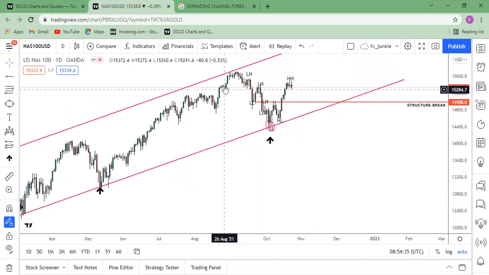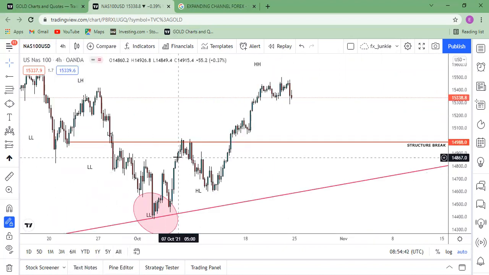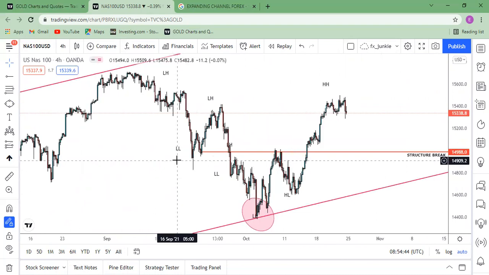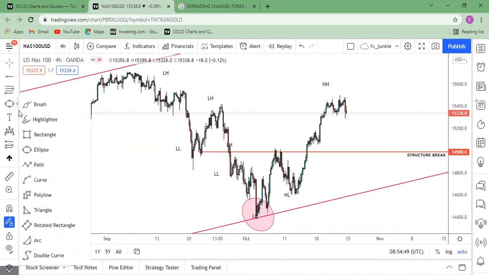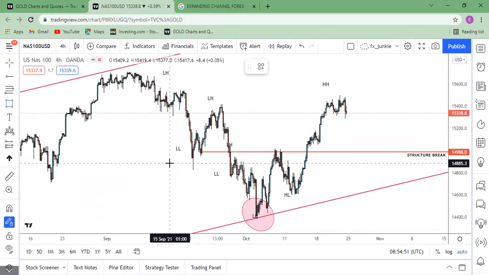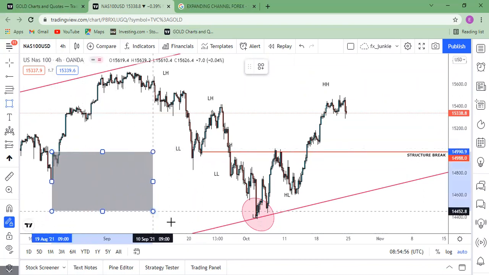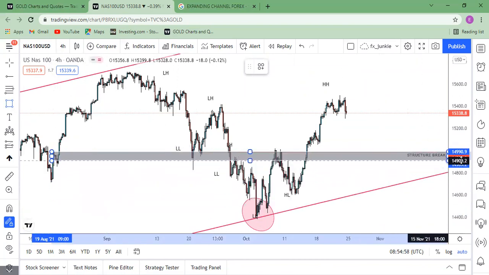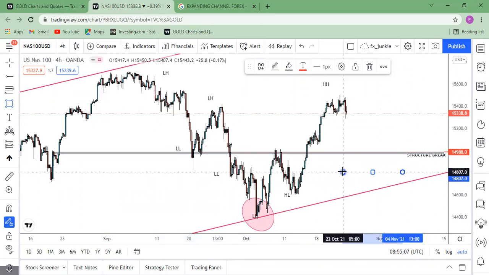And what I would do now is go into my H4 time frame, and that's where we're gonna start getting more details. From the H4 time frame, you can see that the structure break is actually a strong level of demand. Why do I say that? Because I see it's been touched multiple times, and the market has been respecting that level multiple times.